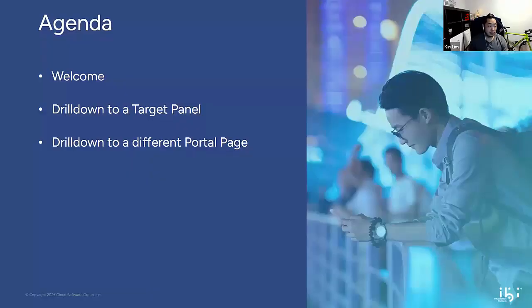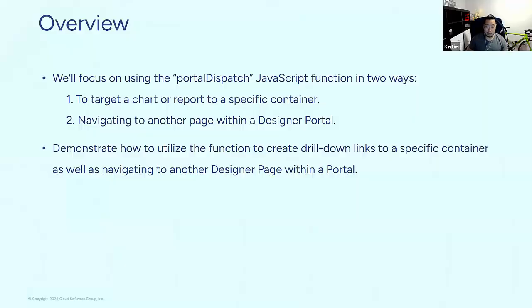So here is the agenda for today, and I'm also going to do a live demo just to showcase this, because I know this is a lot of click steps, as well as some more arguments that we need to add. So the first one, we're just going to drill down to a target panel, so one container to another container. And then the second one will use another argument to also drill down from one page to another page within the same portal.